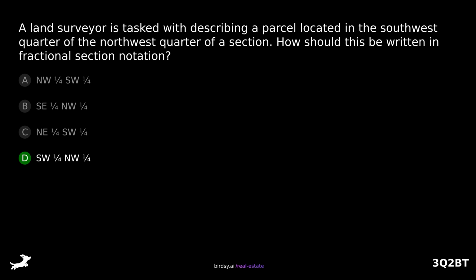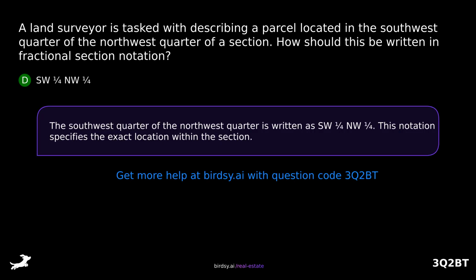The answer is D, southwest 1/4, northwest 1/4. The southwest quarter of the northwest quarter is written as southwest 1/4, northwest 1/4. This notation specifies the exact location within the section.